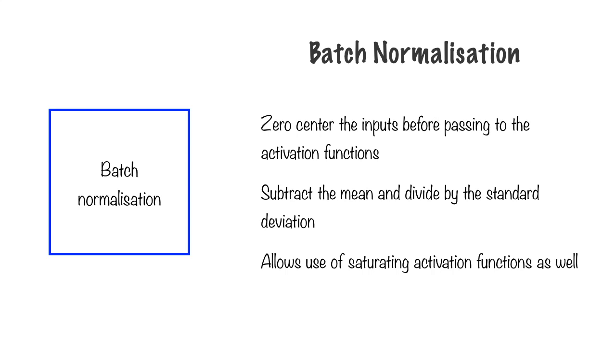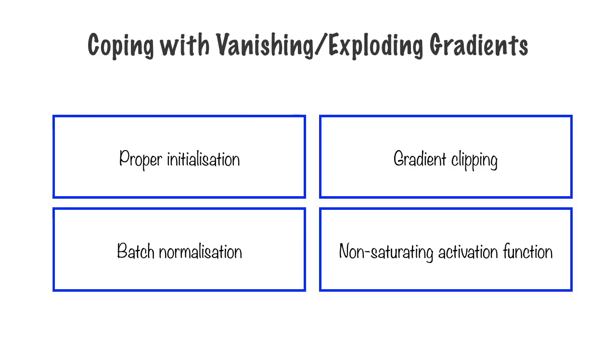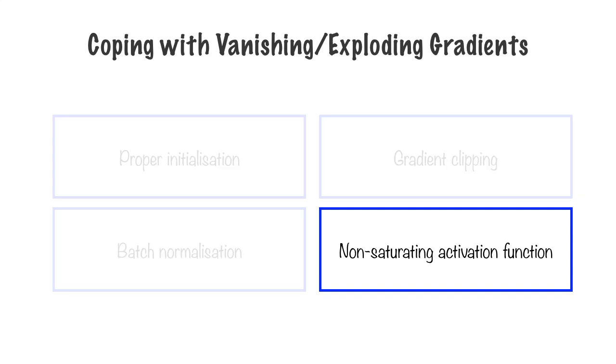Now, batch normalization works so well that if you use batch normalization, you can also use saturating activation functions in your neural network. Of all of these techniques to mitigate vanishing and exploding gradients, the use of non saturating activation functions is interesting and merits a more detailed discussion.